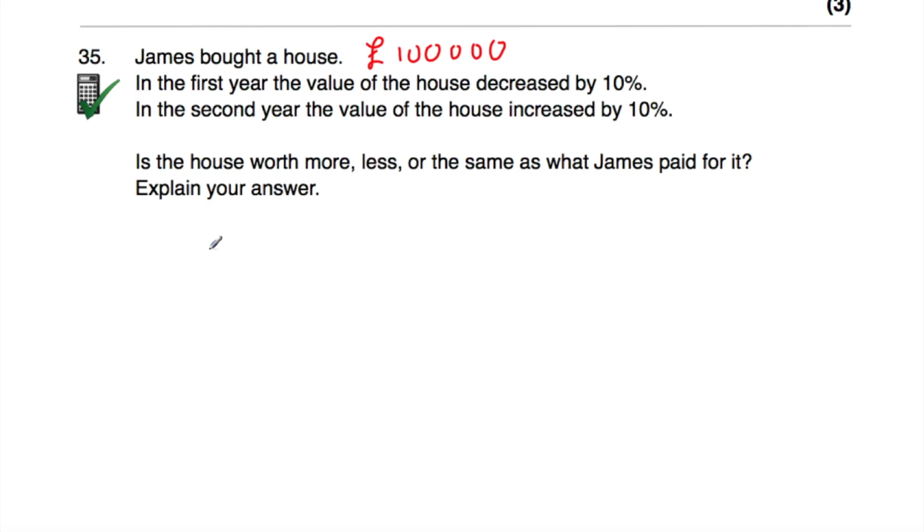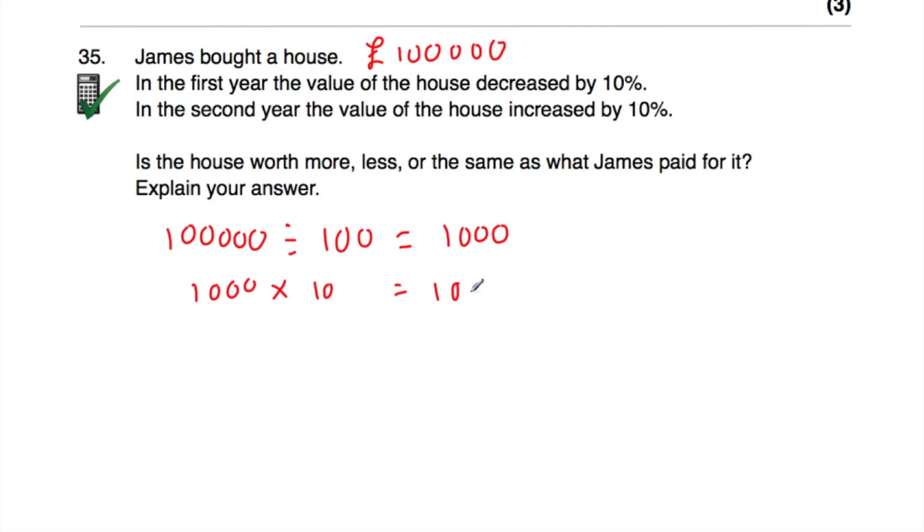That's a calculator question, so that's quite nice. We can take the 100,000 and divide it by 100 to find 1%, so that's going to be equal to 1,000. And then we could times the 1,000 by 10, and that's equal to £10,000. So that's how much it decreases by, so we just need to take that away from the price of the house to begin with.